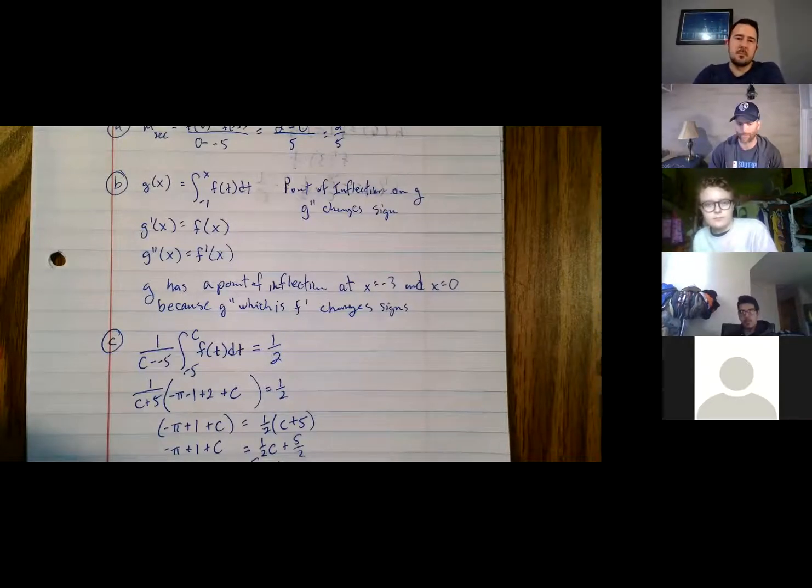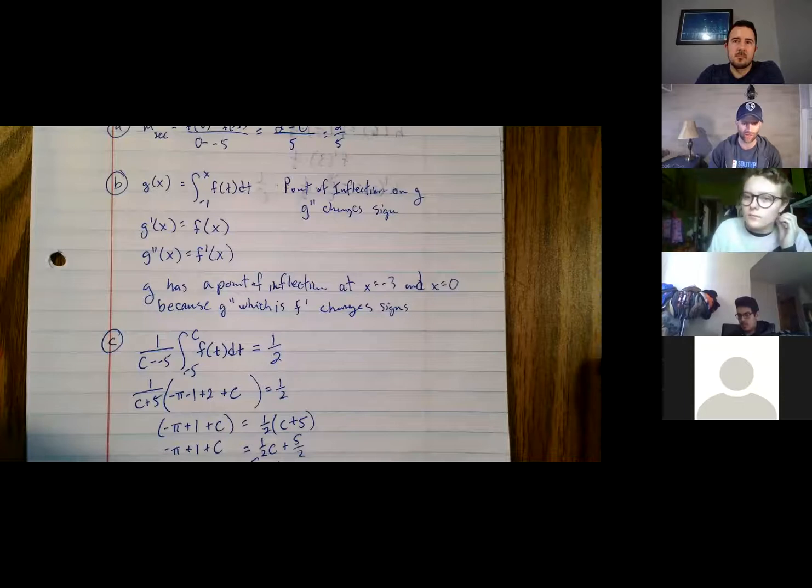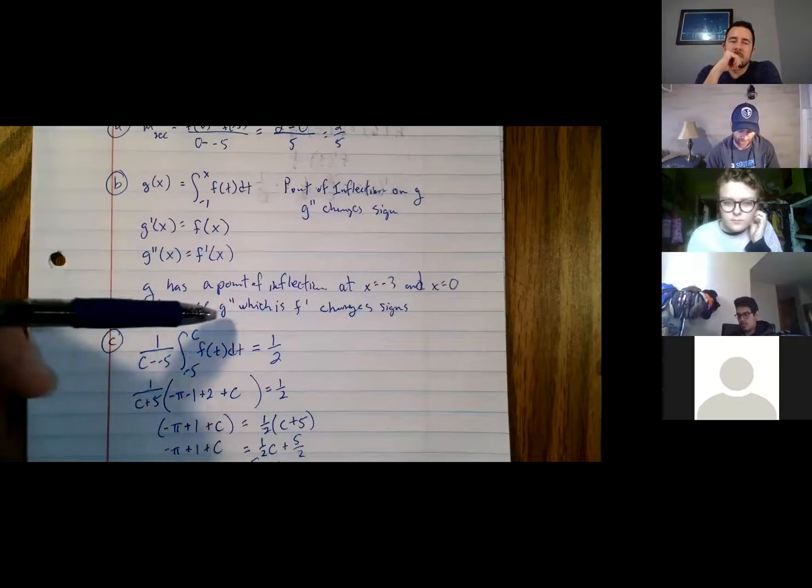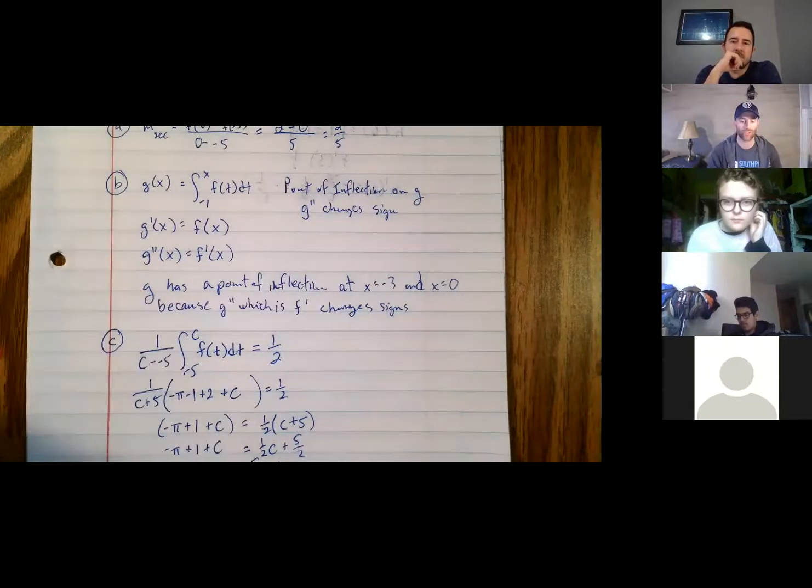All right. And on that particular question, that is worth 3 points. 1 point for giving that g prime is equal to f, 1 for identifying x equals -3 and x equals 0 as the answers, and then your justification: something about the fact that g double prime, which is f prime, changes signs. Okay. All right, can I move on to part C then?